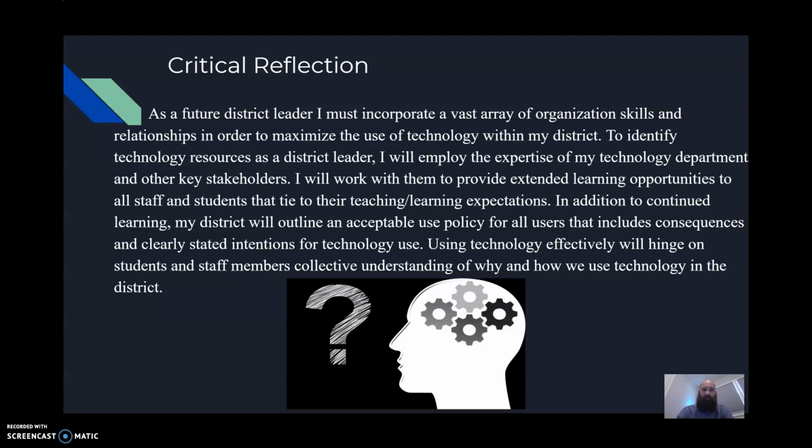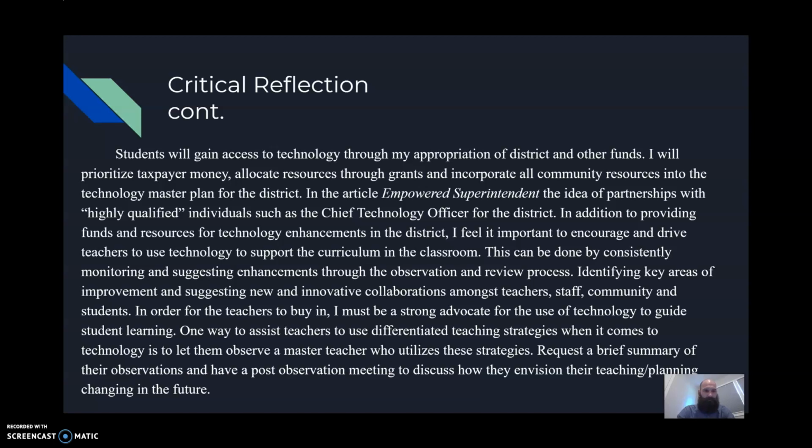In addition to continued learning, I think that the district should outline the acceptable use policy. That's going to be very critical for everyone's safety, for them to understand the acceptable use and its consequences when it's not adhered to. And using technology effectively will hinge on students and staff's collective understanding of why and how we use the technology in the district.